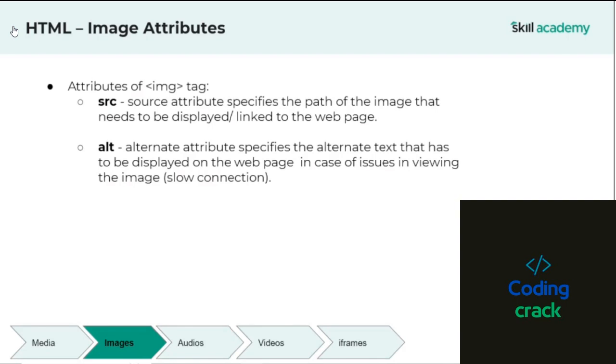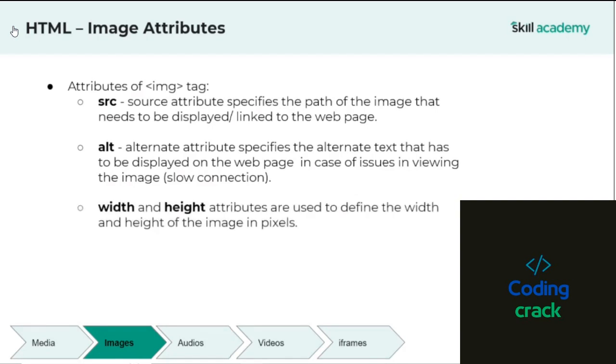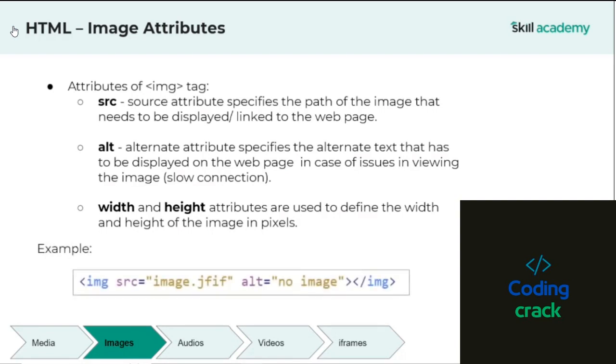Then we have two more attributes of the image tag named width and height. These are optional. If you want to make your image appear larger or smaller, you can use these attributes, width and height. The width and height attributes are used to define the width and height of the image in pixels. That means using them, you can control the size and the look and feel of your image. So this is going to be the syntax which we are going to use.